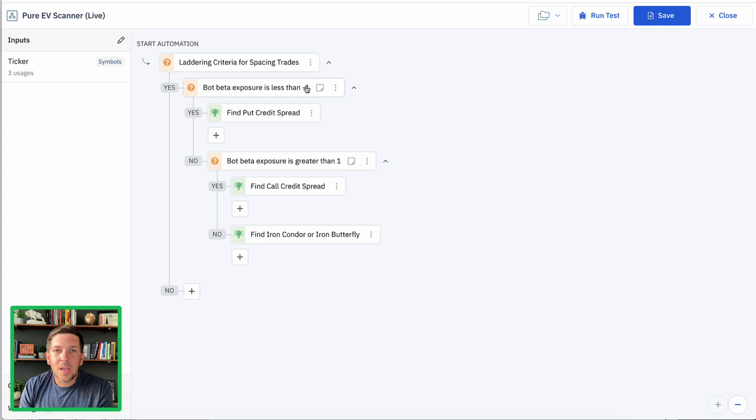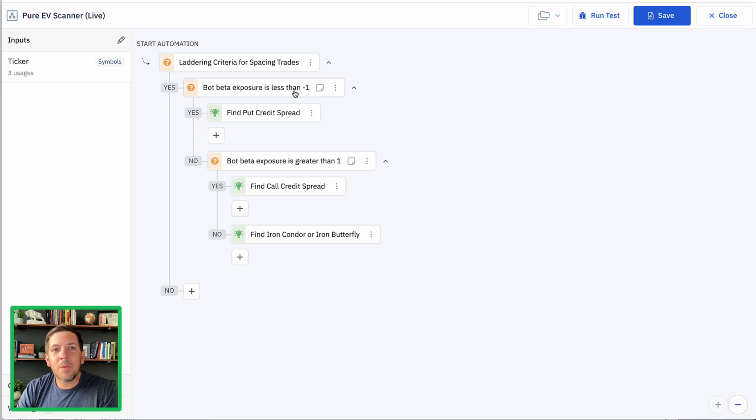I'm telling the bot, look, if you go outside of essentially 1% beta exposure on either end, then start to readjust and add more bullish positions to counteract the bearish ones you have, or add more bearish positions to counteract the bullish ones you have. So right now they're pretty even.